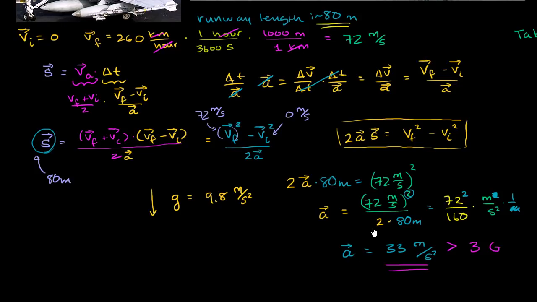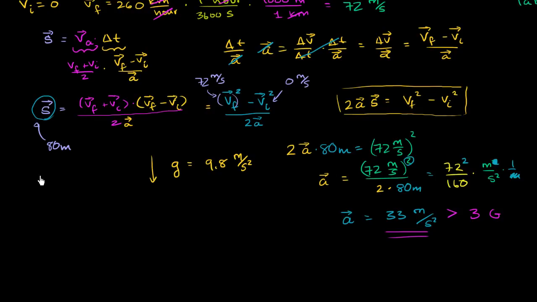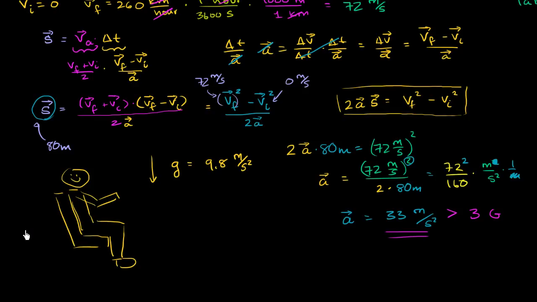So an analogy for how the pilot would feel: if this is the chair right here, his pilot's chair that he's in, and he's sitting on the chair. Let me do my best to draw him sitting on the chair, flying the plane. And this is the pilot. While this thing is accelerating him forward at 33 meters per second squared, it would feel very much to him as if he was lying down on the surface of the planet, but he was 3 times heavier, or more than 3 times heavier.